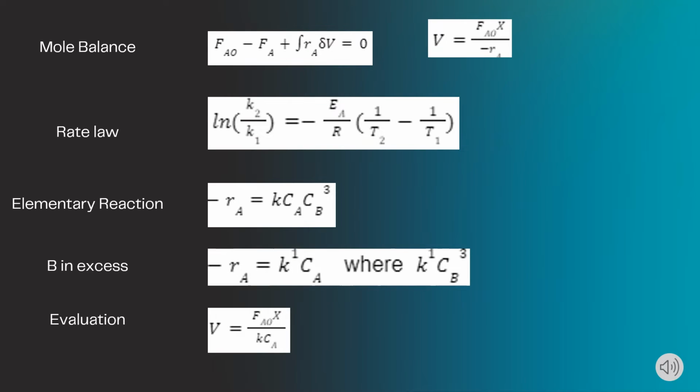So here are some of the equations involved in the manual calculation of reactor sizing. There are 5 steps to calculate the reactor sizing. The first step is the mole balance, and the second step is the rate law, and we assume that it is an elementary reaction with B in excess, B being methanol, and we use the Arrhenius equation to find the value of k. Step 3 is the stoichiometry table, and step 4 is to combine the equations from step 1 and step 3. And the last step is evaluation, where we find the formula of the volume, and we proceed with finding the volume for both CSTR 1 and 2.